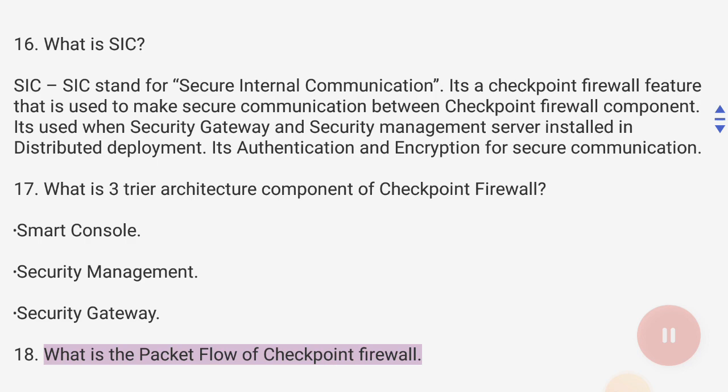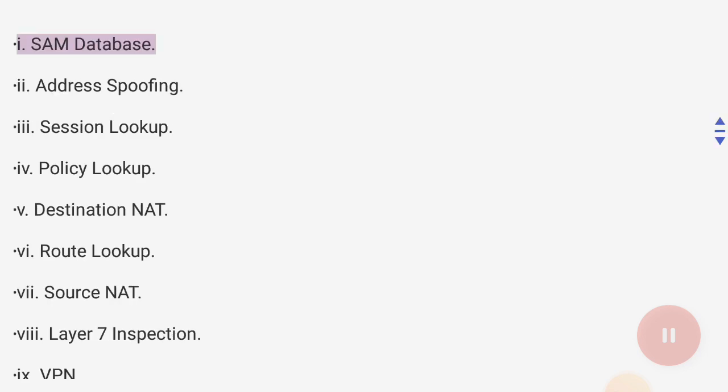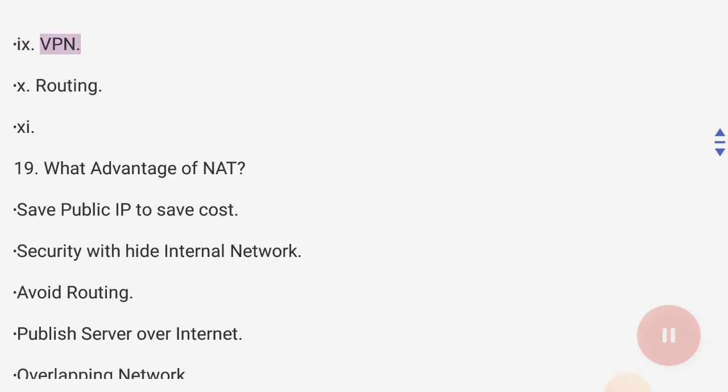18. What is the packet flow of Checkpoint firewall? 1. SAM database. 2. Address spoofing. 3. Session lookup. 4. Policy lookup. 5. Destination NAT. 6. Route lookup. 7. Source NAT. 8. Layer 7 inspection. 9. VPN. 10. Routing.